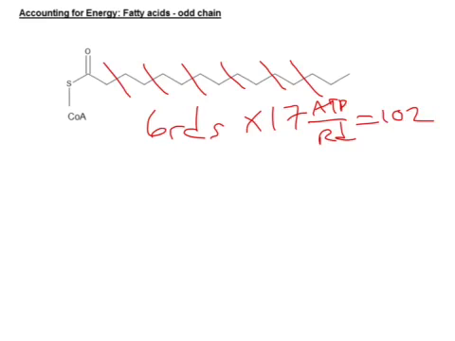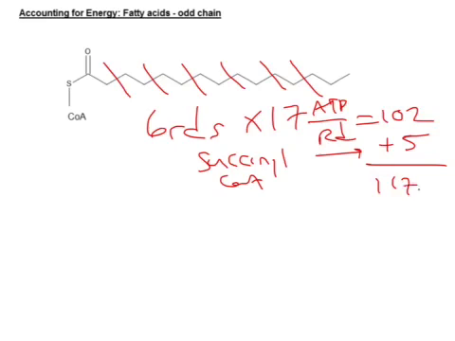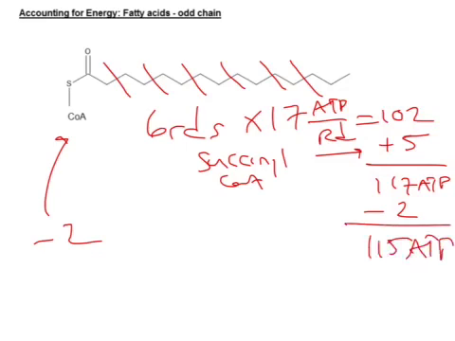Okay, now remember we have this 3 carbon piece left over, and a 3 carbon piece is worth 5. And that's the succinyl-CoA. And if you don't remember how that works, check out the YouTube video about odd chain fatty acids. It's 117 ATP minus the 2 to make this, so we end up at 115 ATP.